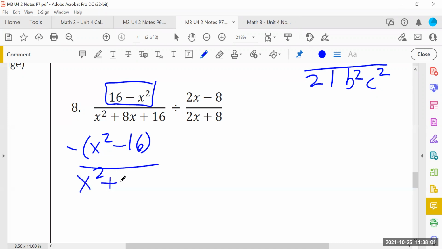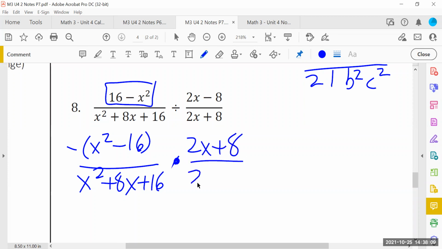All over x squared plus 8x plus 16 times 2x plus 8 over 2x minus 8. So again, we did that keep, flip, change, changed it from a division when we're dividing by that fraction to multiplying by the reciprocal of the fraction.